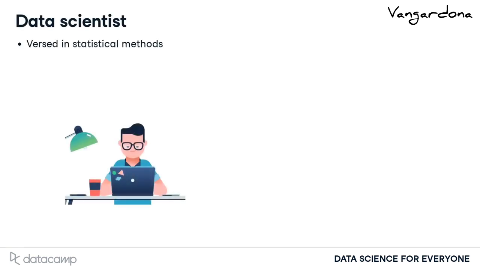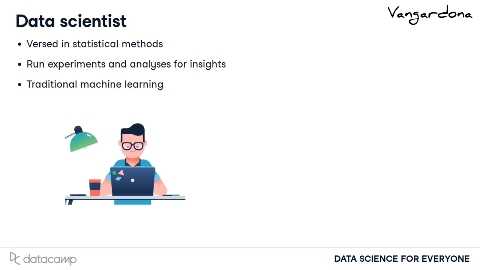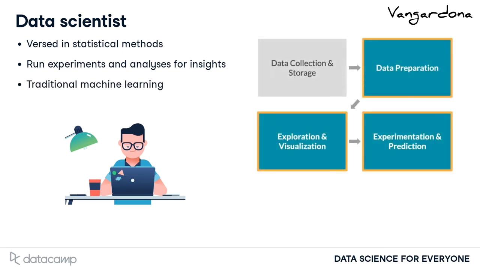Data scientists have a strong background in statistics, enabling them to find new insights from data rather than solely describing data. They also use traditional machine learning for prediction and forecasting. Within the workflow, they focus on the last 3 stages: data preparation and exploration and visualization, and experimentation and prediction.